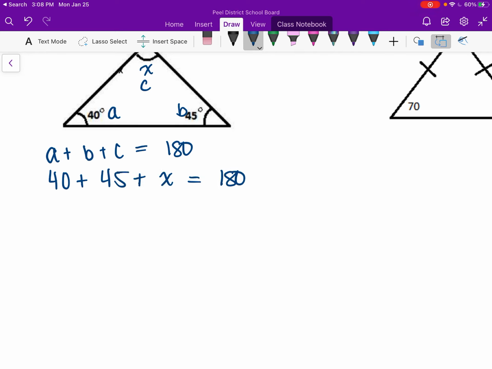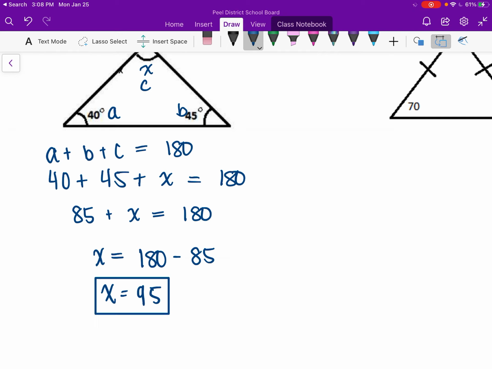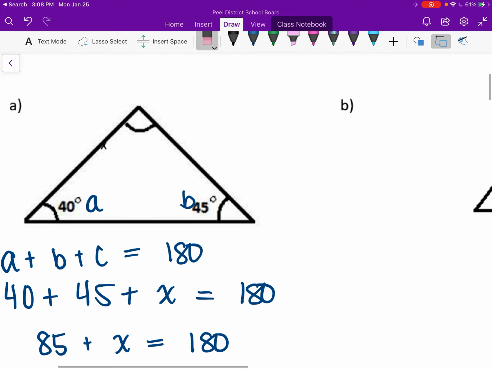I'm just going to add everything up. So I know 40 plus 45 is going to give me 95. Sorry, 40 plus 45 is going to be 85. 85 plus X is going to give me 180, right? So if I want to get X by itself, I'm just going to minus 85 on both sides, because if I minus 85 on the first side, it gets rid of it. So 180 minus 85 is going to give me X is equal to 95. So I know that this angle over here is equal to 95 degrees.